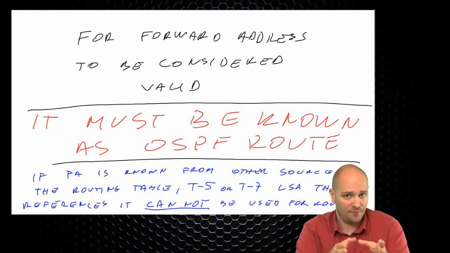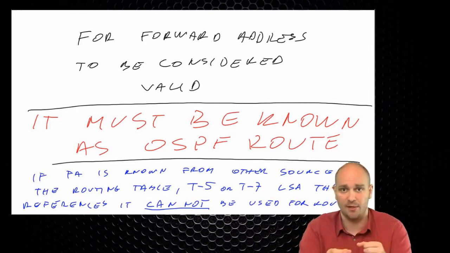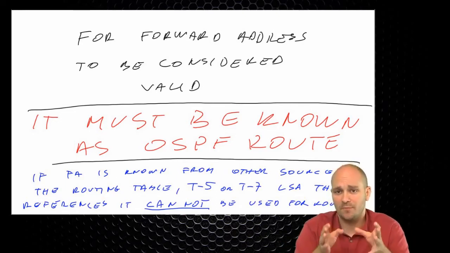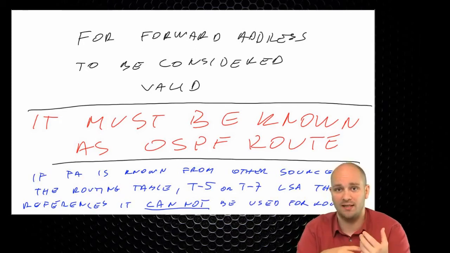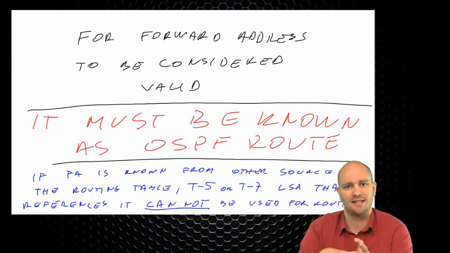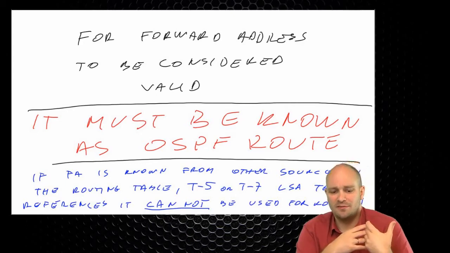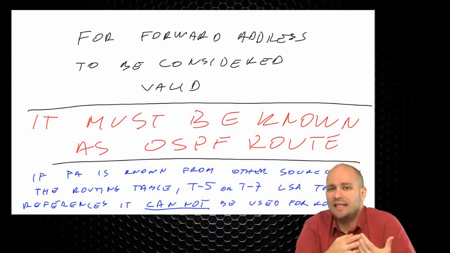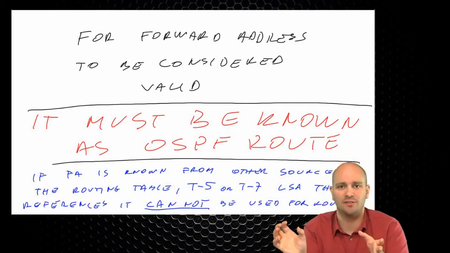That LSA type 5 or type 7 cannot be used in the routing table. You will see it in the database, it will be flooded to other routers, but it will not be used in the routing table. So everything will appear to be right. There is nothing wrong with that LSA. It's just that OSPF cannot trust the information from that LSA. It is going to think that it cannot guarantee that this LSA is loop-free. Why? Because it has a forward address that is outside of its domain.